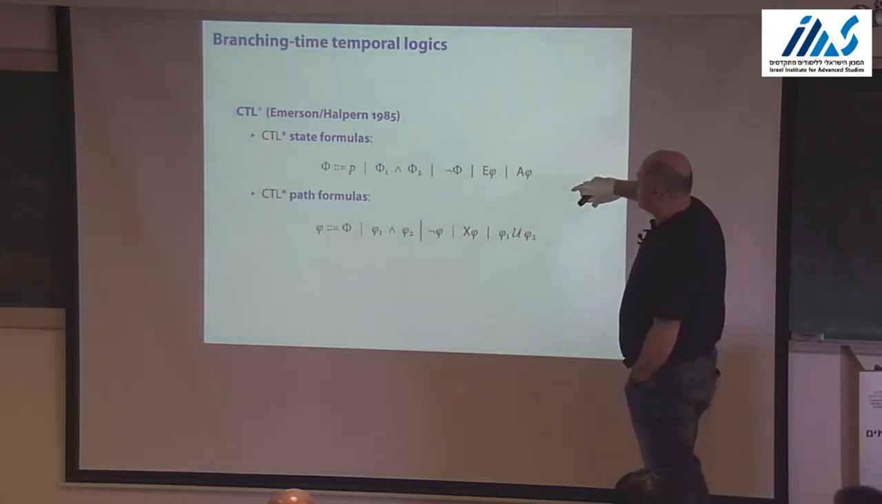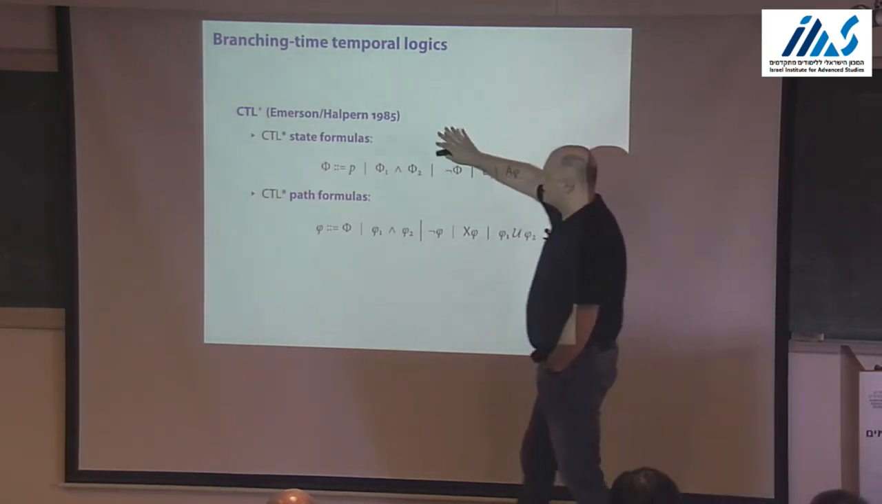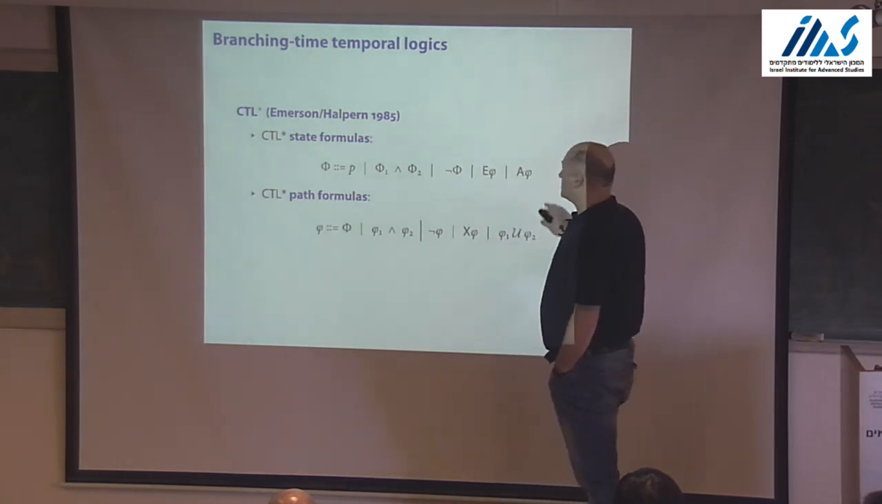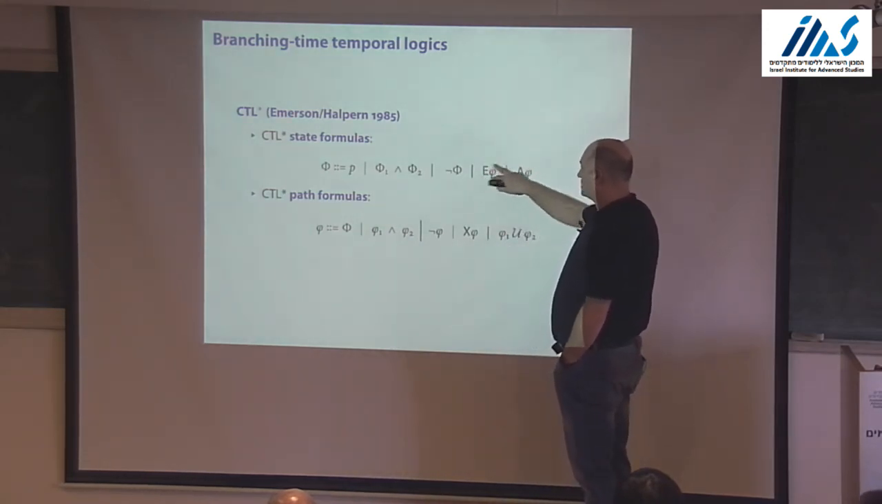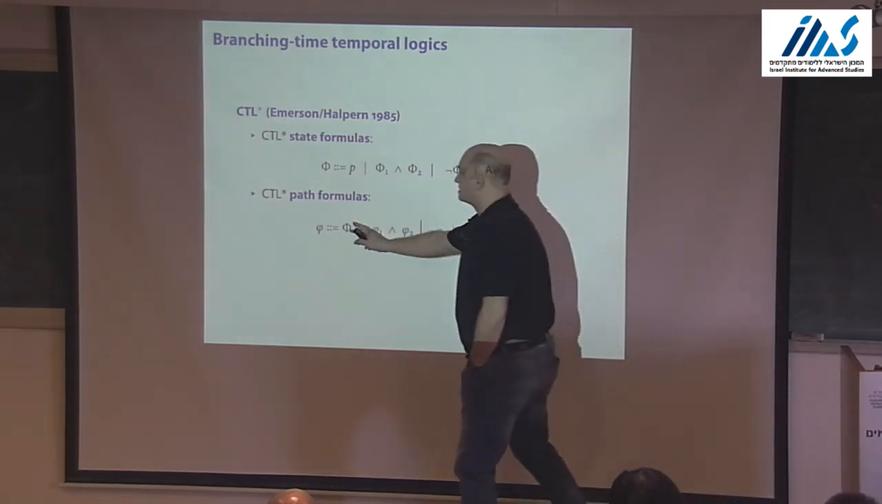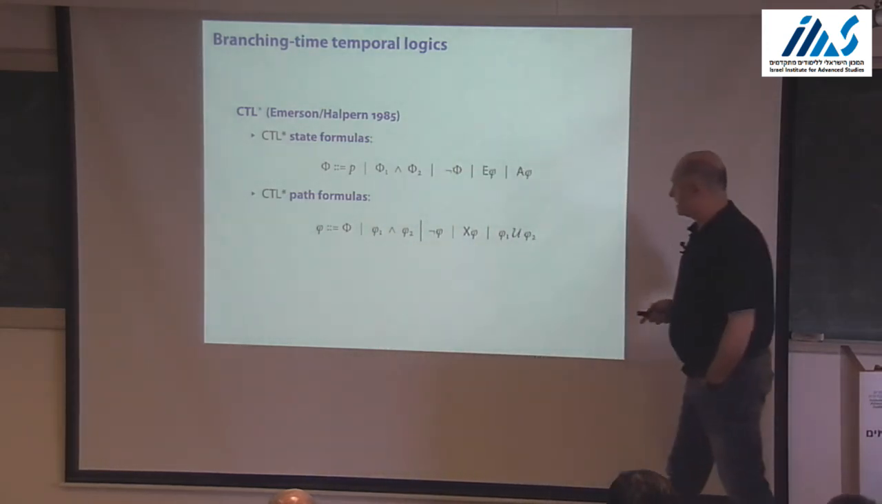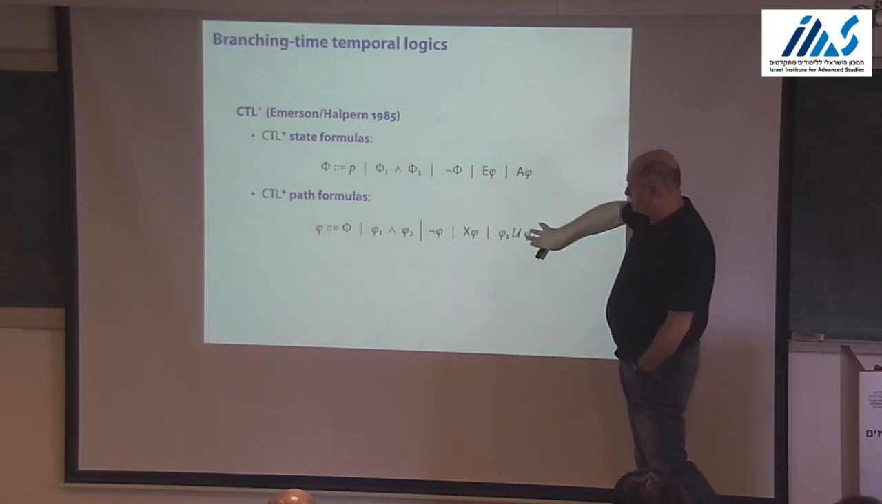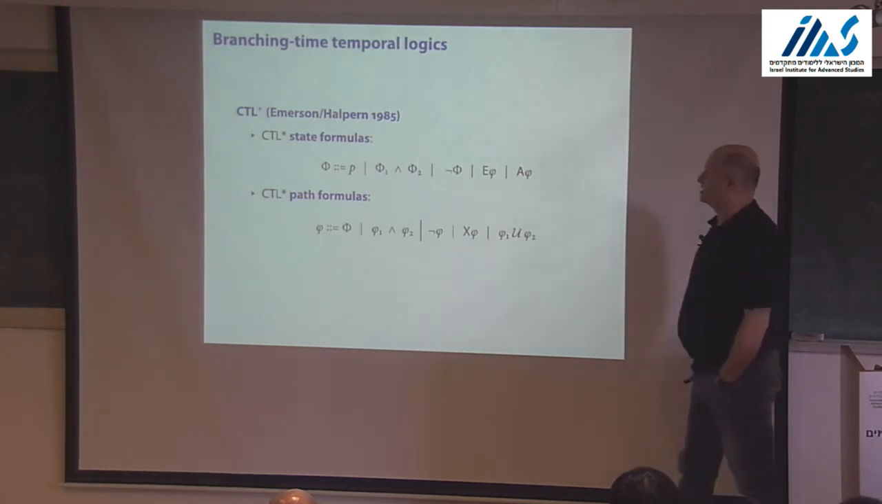CTL star, you've seen multiple times. We have state formulas and path formulas. The state formulas have now existential and universal path quantifiers. The path formulas are essentially LTL formulas where, instead of propositions, you may have arbitrary state formulas.